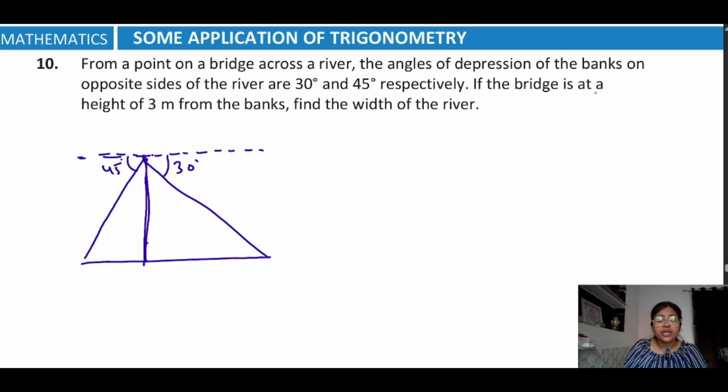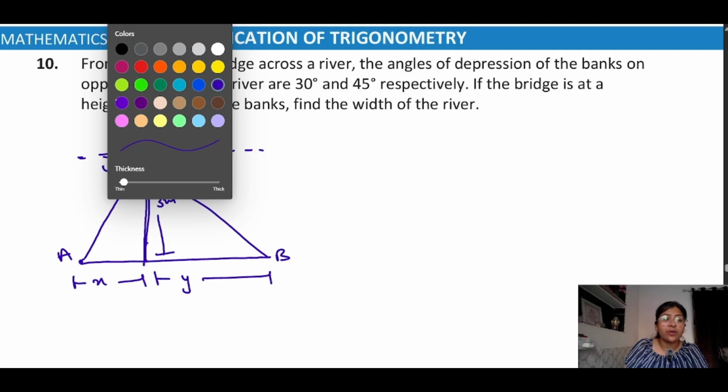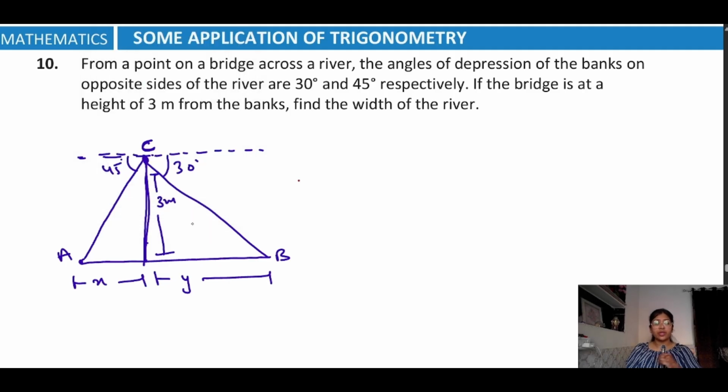Okay, if the bridge is at a height of 3 meter, find the width of the river. Let this length be x, let this length be y. We need to find out x plus y. These are the river's banks A and B. And this is the point C, that is the point C lying on the bridge. Okay, try this question on your own. I have formed the figure for you. The figure formation is clear? Okay, now let's do the solution.